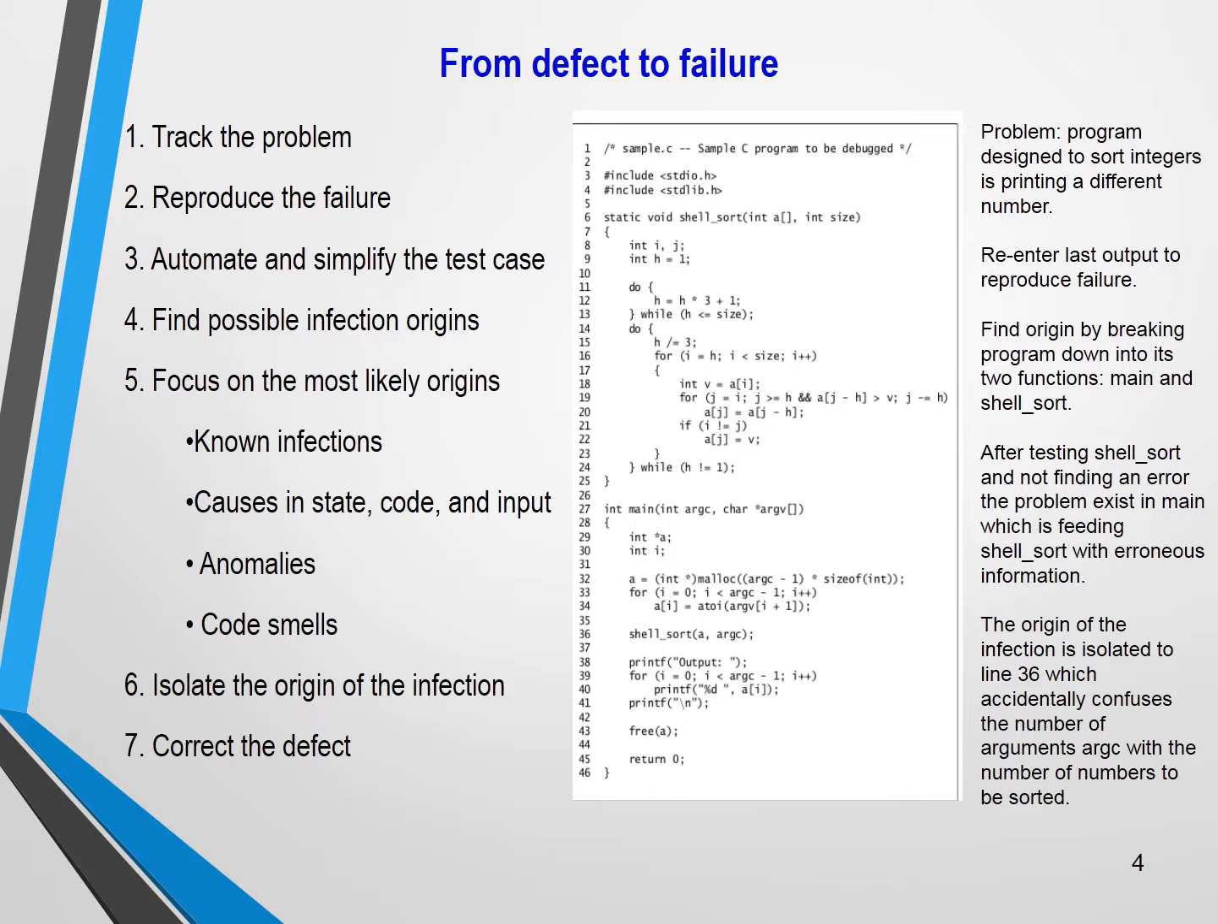In this example, we see a problem where the program is sorting integers and is printing out different numbers. We can try to re-enter last output to reproduce the failure. Find origin by breaking the program down into its two functions, main and shell sort. After testing shell sort and not finding an error, the problem exists in main, which is feeding shell sort with erroneous information. The origin of the infection is isolated in line 36, which accidentally confuses the number of arguments with the number of numbers to be sorted.